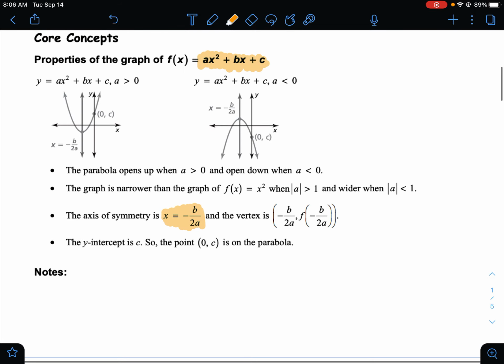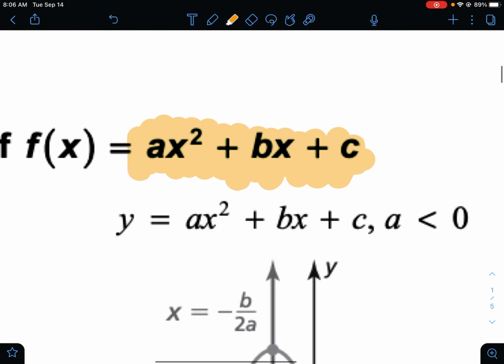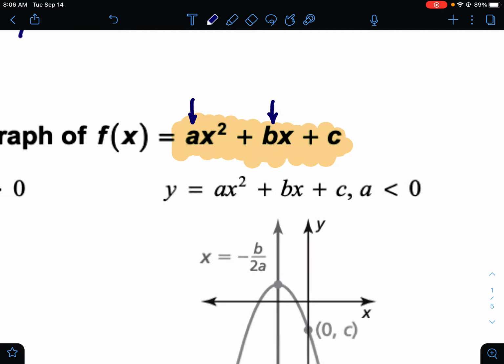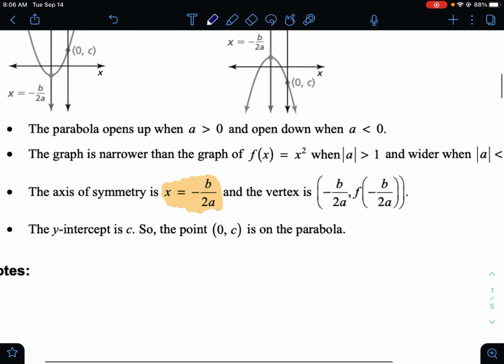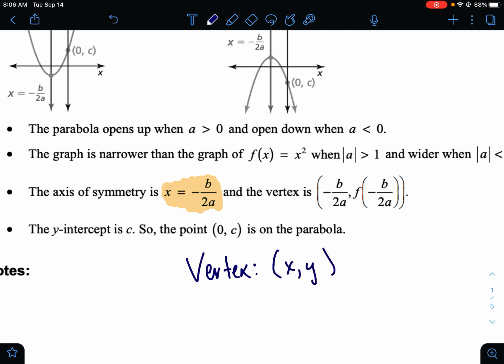This b over 2a, and what the heck are a's and b's? Well, these are the coefficients that are in front of these variables, a and b. So when you're going to find the vertex, you're going to take whatever b is and do negative b, and then put that over 2 times your a. And what that does is it gives you the x value of the vertex. So if you remember, vertex is a coordinate. It's a point on a graph. So that point is going to be x comma y.